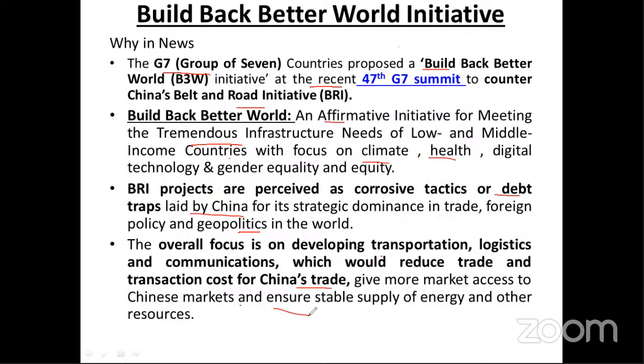So this is the main purpose: how they can export their products to different parts of the world without any disturbance, without high prices. China is looking for market access to the Chinese market and to ensure a stable supply of energy and other resources. This is the main objective of China's Belt and Road Initiative.